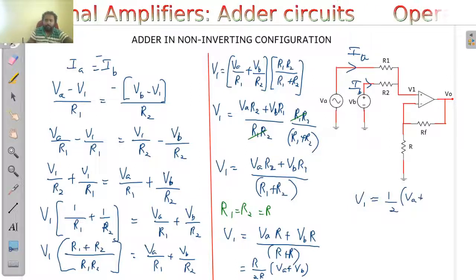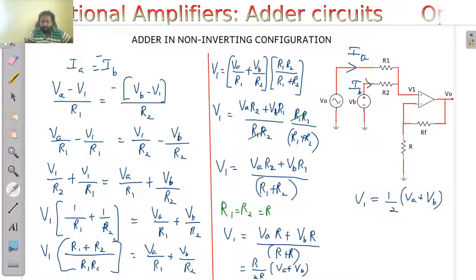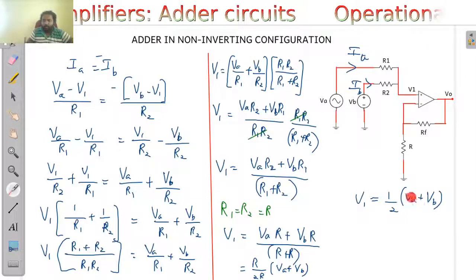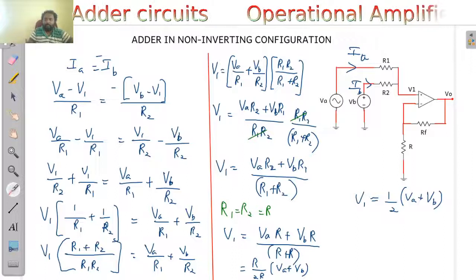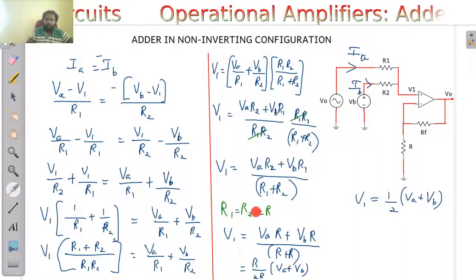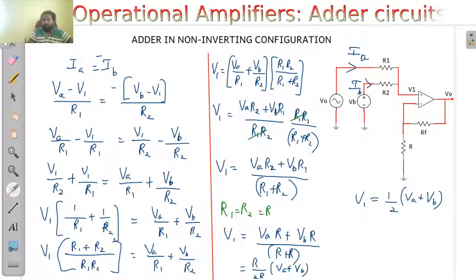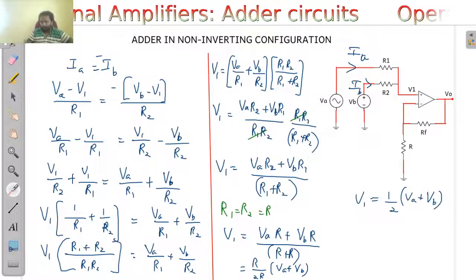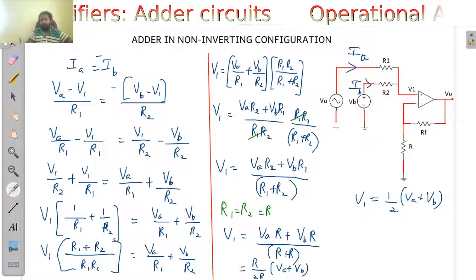VA plus VB. Now here you can see that your V1, that is the voltage at the non-inverting terminal, is half of VA plus VB. That is the average of the voltages at this point and this point. So that is obtained by putting R1 and R2 the same. So you put R1 equal to R2 equal to R, then you get an equation like this for V1. And now you can apply the conditions for a non-inverting amplifier's output.